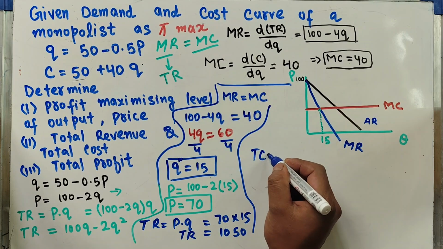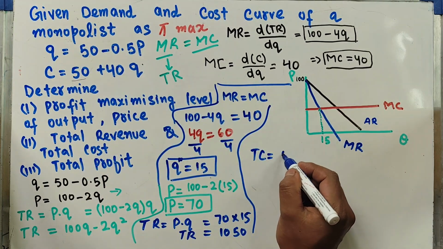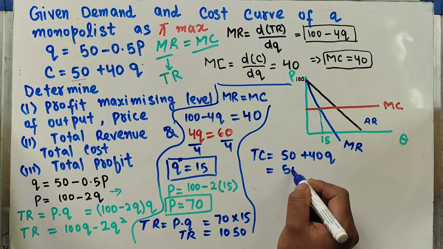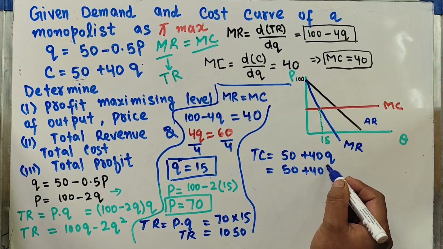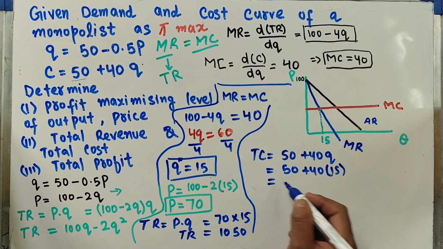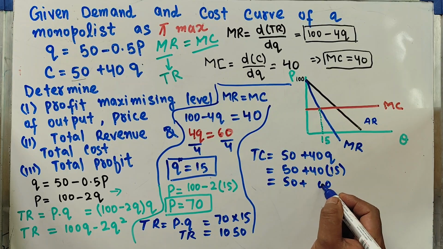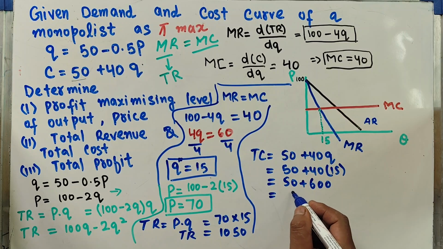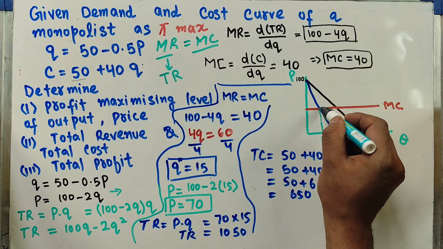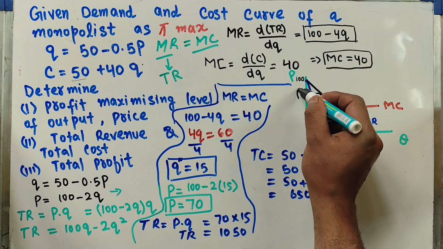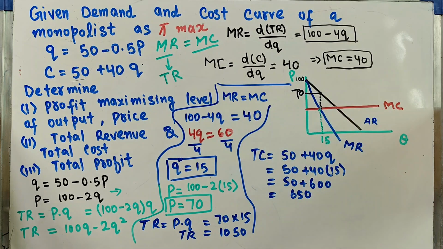Now what about the total cost? The total cost function is given as 50 plus 40Q. So we have 50 plus 40, the value of Q is 15, the profit maximizing level of output. So we have 50 plus 4 times 15 is 60, so 600, giving 650 as the total cost. And here the profit maximizing price is P equal to 70.